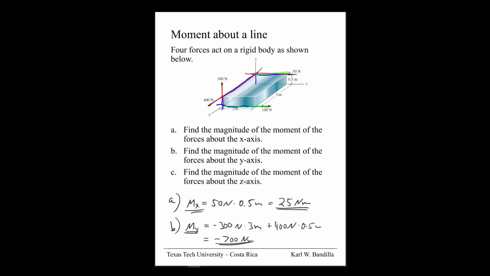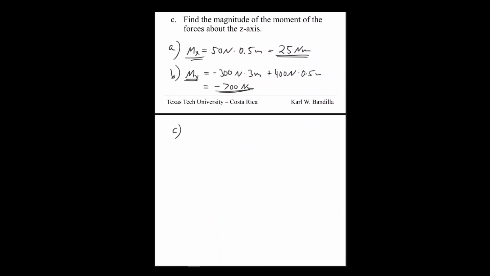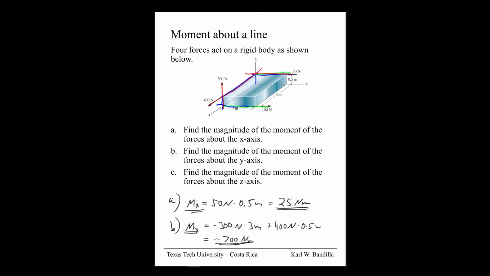How far is that from the z-axis? Well, that's 3 meters. So we know that Mz is 100 Newton times 3 meters, 300 Newton meters. And with that, we have the three moments, the one about the x-axis, the y-axis, and the z-axis, based on those four forces that are acting on this block.